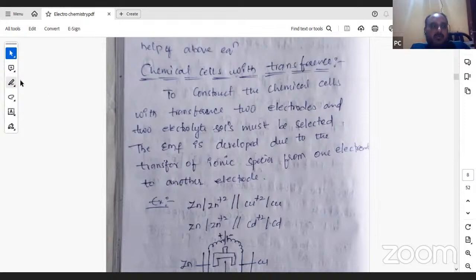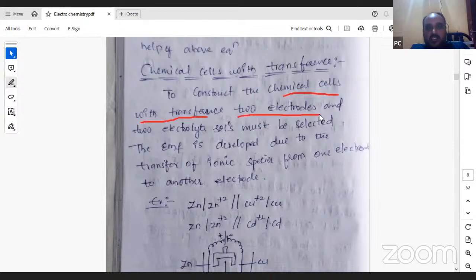Right. So anything, either chemical cells or concentration cells, how are we going to construct? We need to select electrodes and electrolyte solutions. With the help of those electrodes and electrolytes, we will get the overall EMF of that particular cell, right? So without transference is completed. Now with transference, we'll see how to construct the chemical cells with transference.